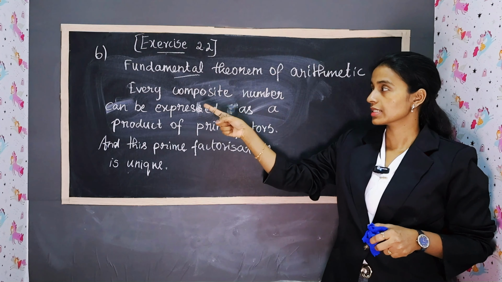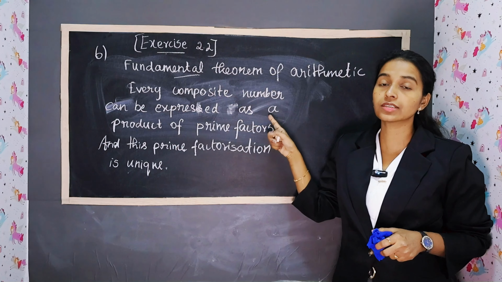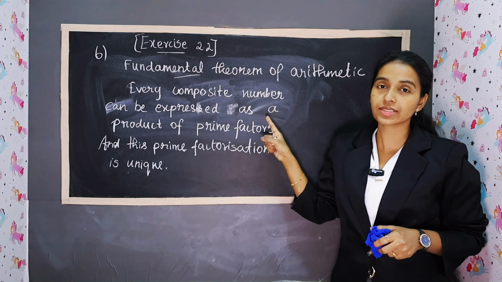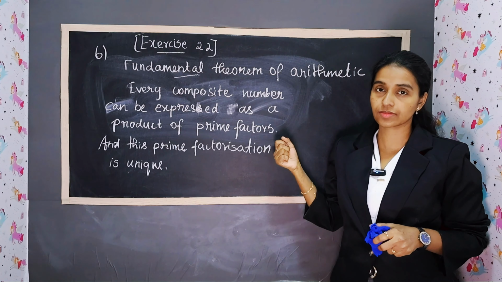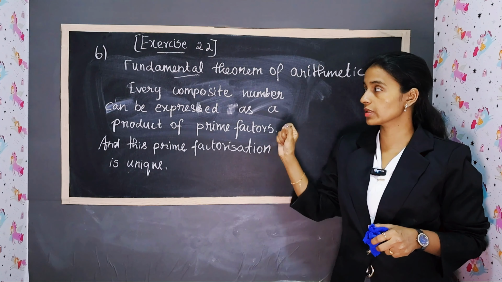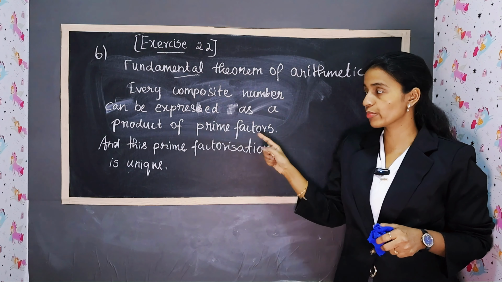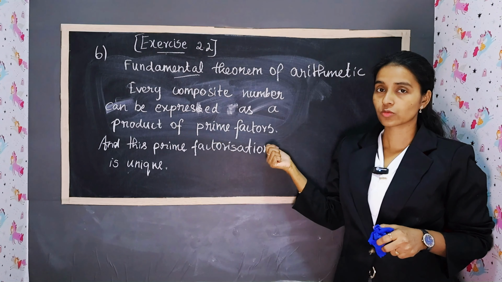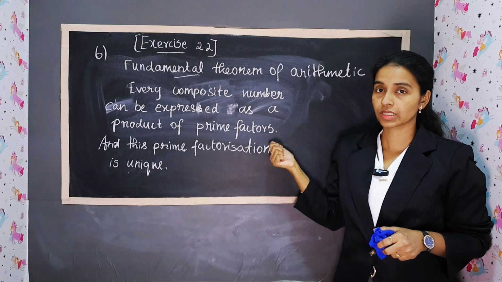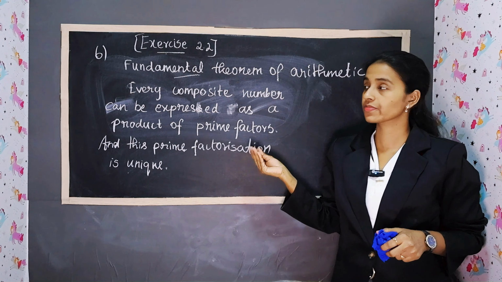Every composite number. What is a composite number? Already we have learned about this. A composite number is a number which has more than two factors, right? That is called a composite number. So every composite number can be expressed as a product of prime factors. What are prime factors? Let me explain. And this prime factorization is unique.